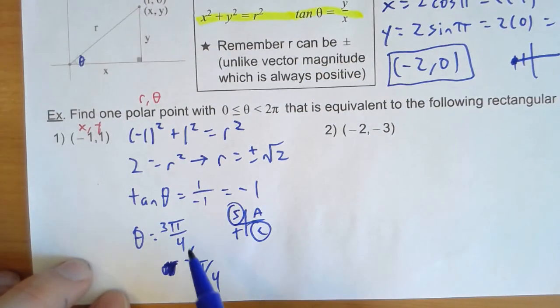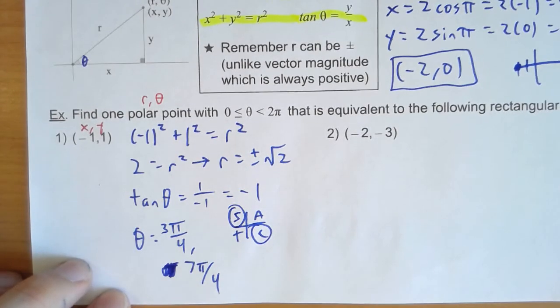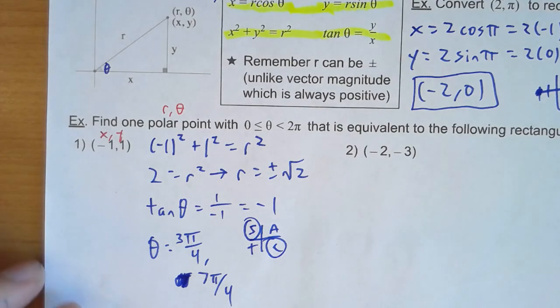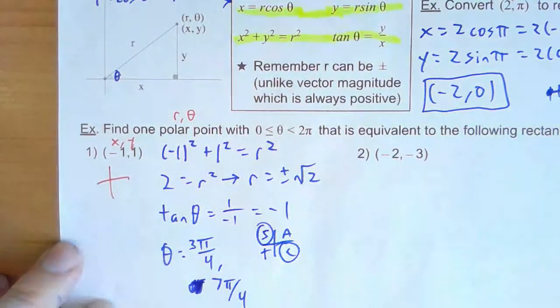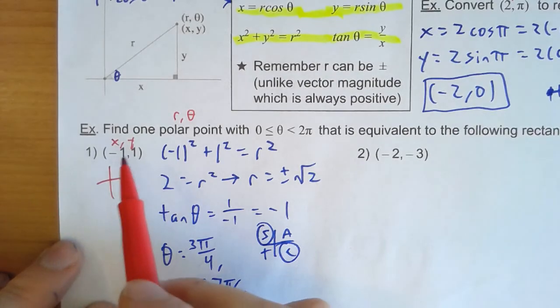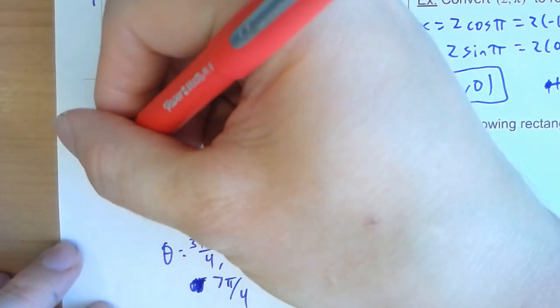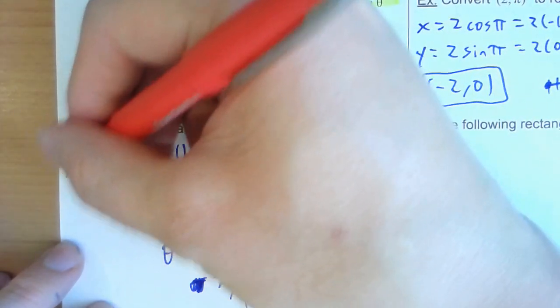So we've got 2 different angles that are options, and we've got 2 options for r. So we just need to find one pair that works. So here's the key. Go back to your original point. Figure out where it was. -1, 1. We can all plot that point. X is -1, y is 1. That's in the second quadrant. This is absolutely the key.